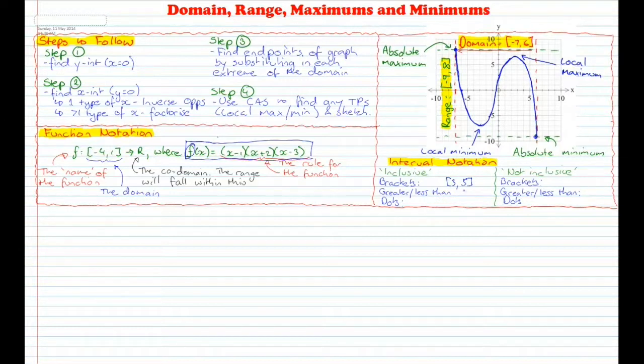Greater than, less than. So you might also have, for example, x is greater than or equal to 3 and less than or equal to 5. So it means it's actually included. And the dots will always be coloured in, because it means it's included on the graph. So if it's coloured in, it means that it actually goes to that point.